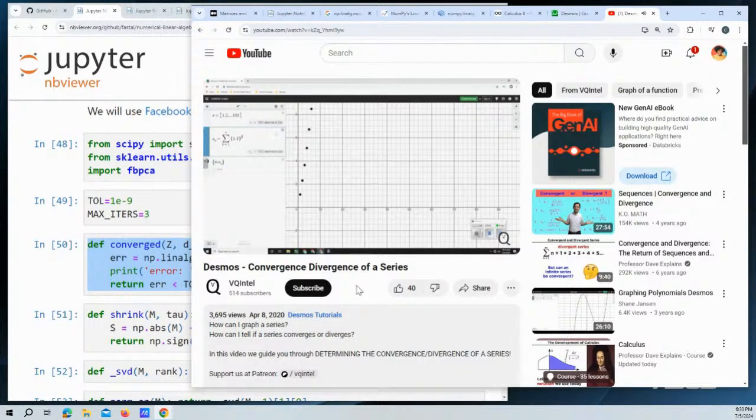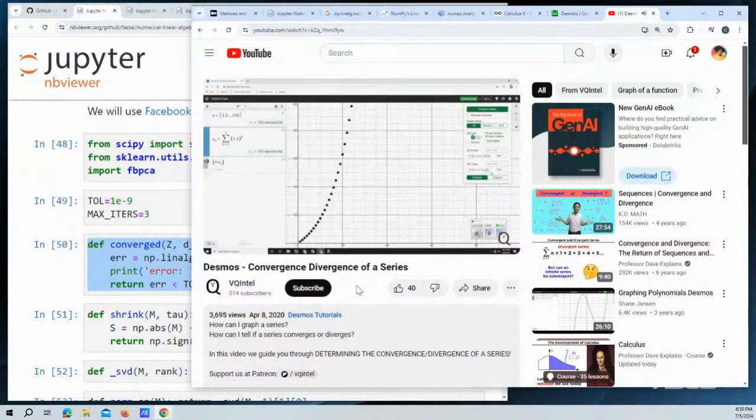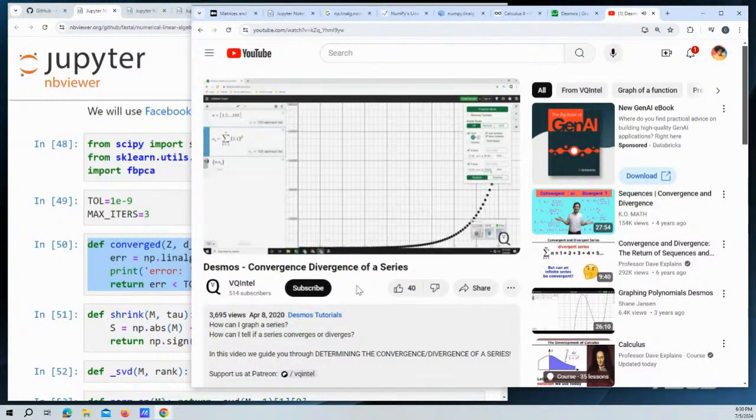Let's try this. Here we have 1.1 to the k power. So here I don't see all the points. So this is about 10, add a 0, add another 0, add another 0, add another 0. That is definitely not flattening out. In fact, it's the opposite. It's growing faster and faster and faster.